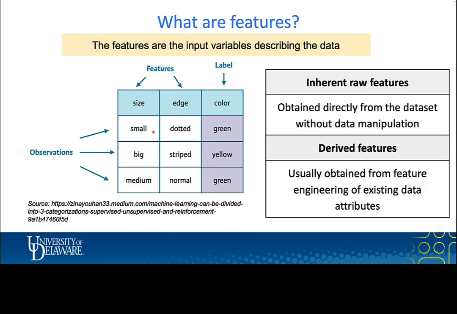Each row typically indicates a feature vector, and the entire set of features across all the observations is called a feature set. Features are of two types. There are inherent raw features. These features are those obtained directly from the data set without data manipulation or engineering, whereas derived features usually are obtained from feature engineering from existing data attributes. In this lecture, we will focus on the feature engineering.